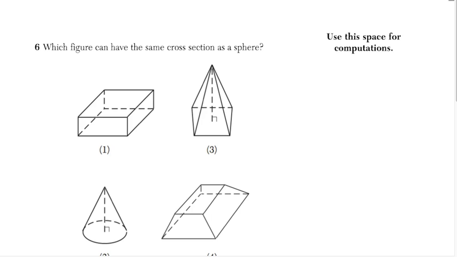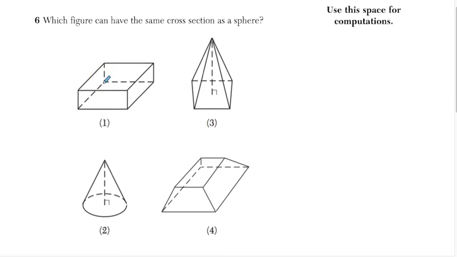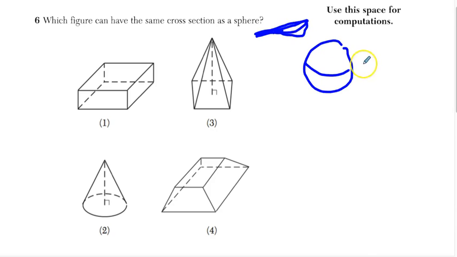Sweet. Which figure has the same cross-section as a sphere? So remember, if I took a sphere, this is a bad picture of one, and you cut that with a knife. So you're going to take your knife, you're going to cut that guy. Oh my God, what a terrible picture. It doesn't even look like a knife. Ugh. You're going to cut it in half. What shape do you get? Well, you get a circle.